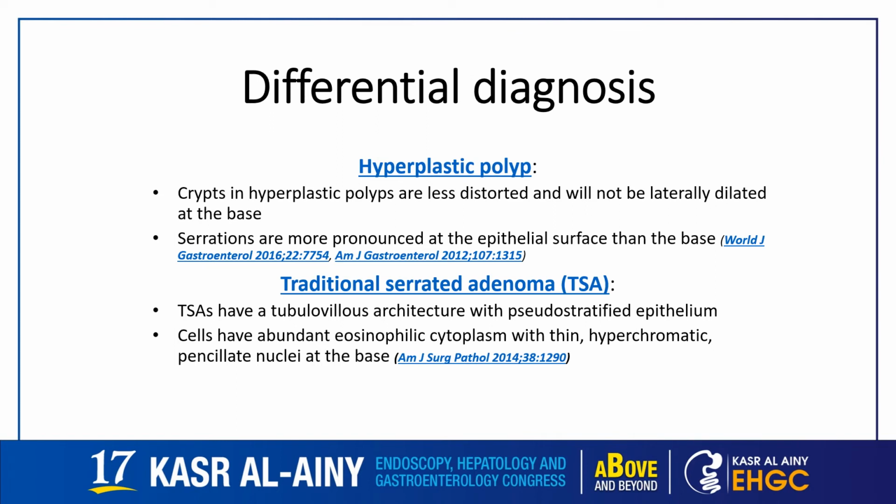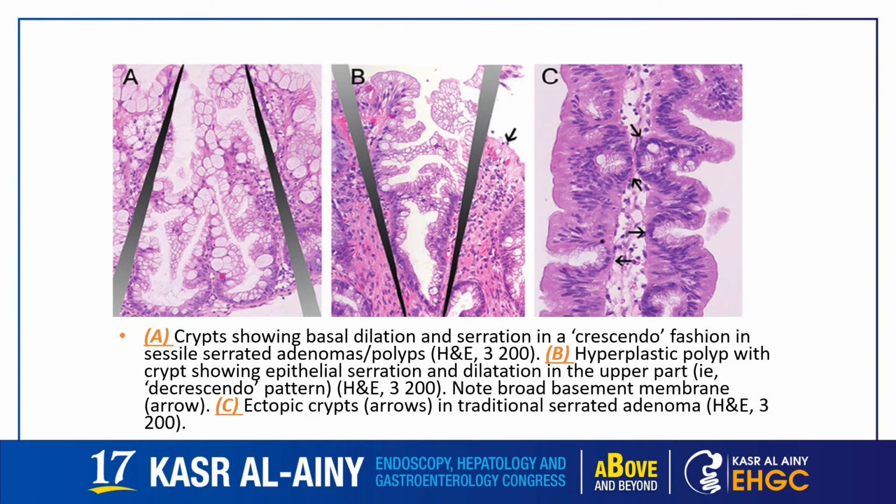Differential diagnosis is usually between hyperplastic polyp and traditional serrated adenoma. In figure A, the sessile serrated adenoma or lesion, the crypts show basal dilatation and serration, which is more prominent in the basal part than in the upper part in a crescendo fashion, while the condition is reversed in hyperplastic polyp, shown in figure B, where the epithelial serration and dilatation are more prominent in the upper part than in the basal part in a decrescendo fashion.